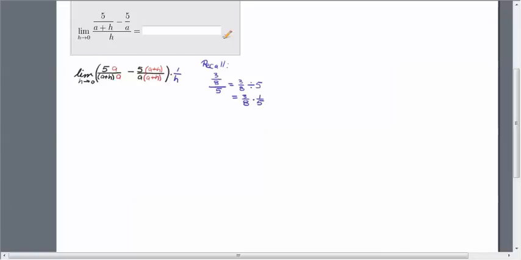Okay, in the first step, we need to find a common denominator. The common denominator is the least common denominator between these two terms, and that is the product of the denominators, a times quantity a plus h. And we need that under both terms. So we multiply the numerator and the denominator both by a on the term on the left, and on the term on the right, we multiply the numerator and the denominator by a plus h.